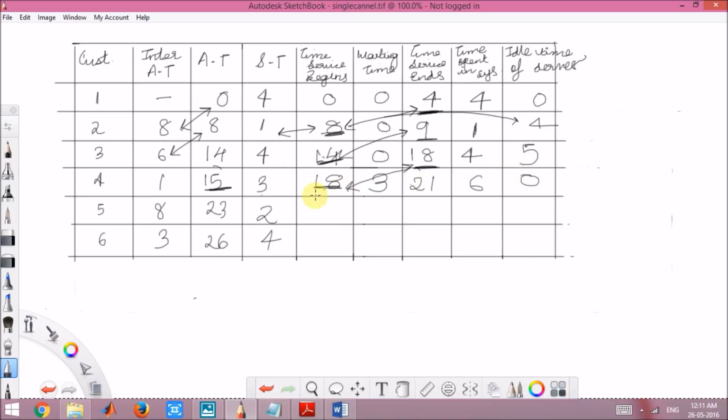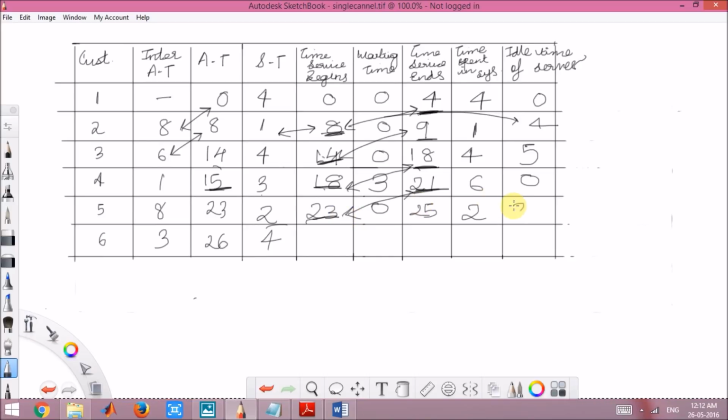Similarly for the 5th customer, now it ended at 21, it arrived at 23. So there's no problem. I can just write service time begins at 23. Waiting time, again it didn't have to wait, because as soon as it arrived, the server was free. So 0. Time service ends is this plus this, so 25. Time spent in the system is service time plus waiting time, so that's 2. And idle time of the server: the previous thing ended at 21 and this started at 23, so the subtraction of these two will give me 2.